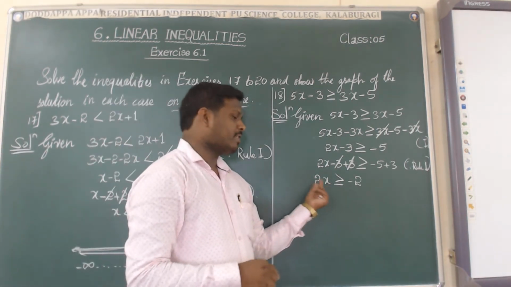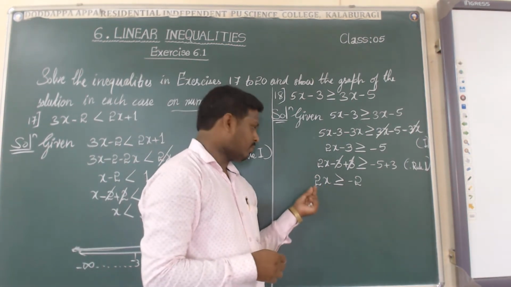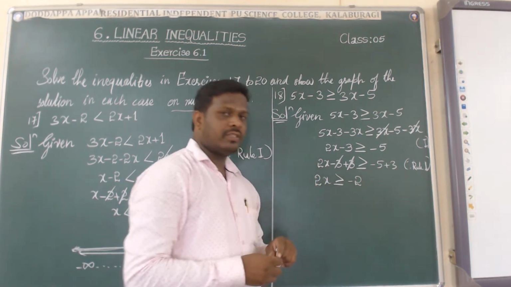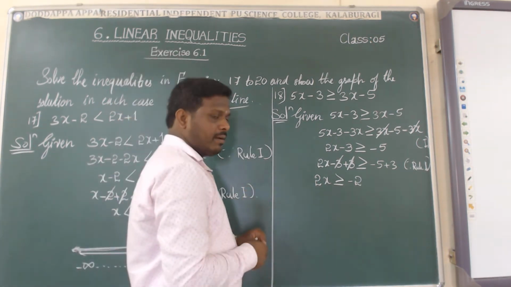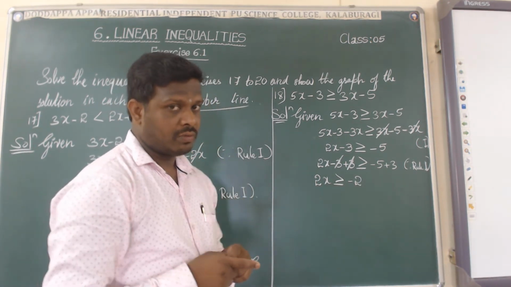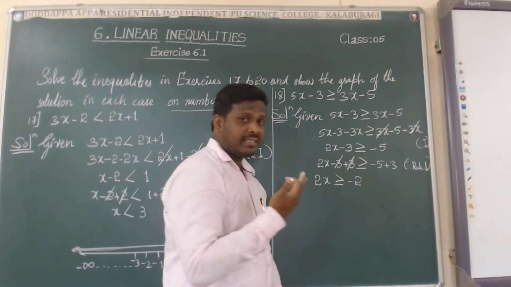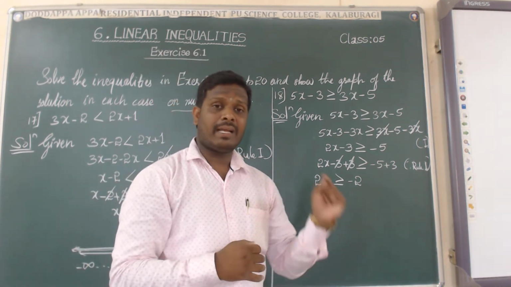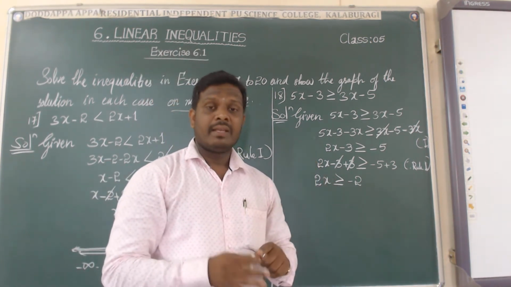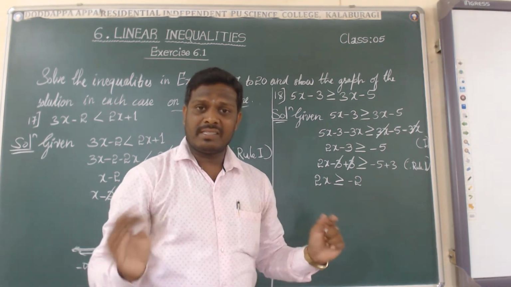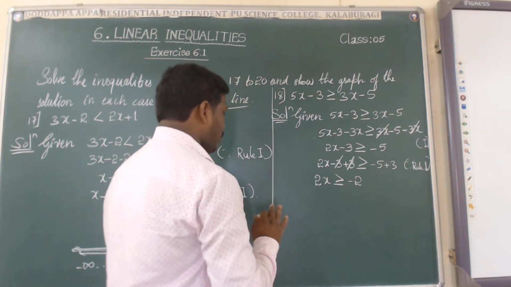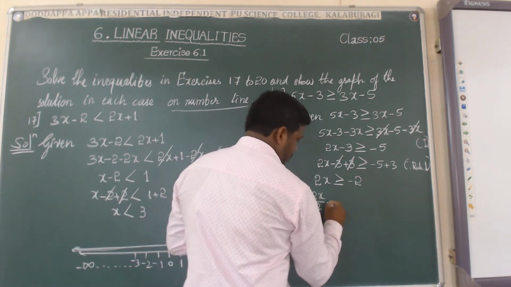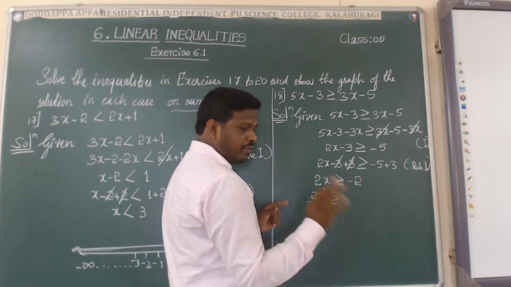See here the coefficient of x is positive 2. So to simplify, getting positive 1, for getting the coefficient of x as positive 1, we divide both sides by positive 2. Then the sign of inequality does not change, not reversed. When we divide or multiply by a positive value on both sides, the sign of inequality is not reversed. Keep in mind this point, very very important. So I am going to divide both sides by positive 2.